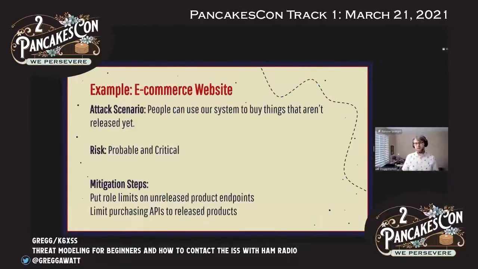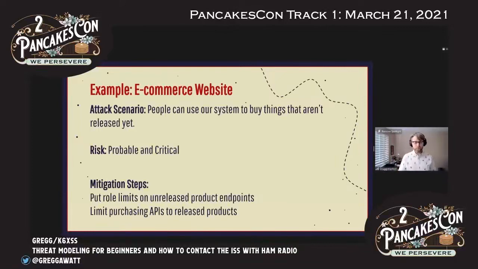So here's an example of an attack scenario that would be featured in a threat model. Say we're running an e-commerce website, and our attack scenario is that people can use our system to buy things that aren't released yet. So you're sitting around, waiting for that new album, and you can just go to the URL and find it, and it's not released for another month. And in our system, let's say it's probable, and it would be a critical vulnerability for us.